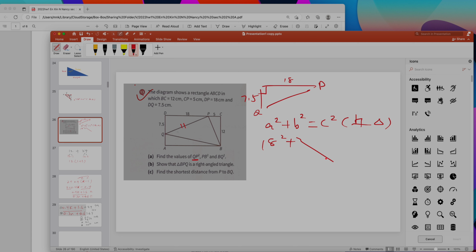Okay, so you just have to write down 18 square plus 7.5 square, and then you will get the c square already, which is your QP square. And you don't have to square root it. If you square root it, you will get QP. But the question wants QP square. Right? So that's it. Okay, next. So I have to unplug.